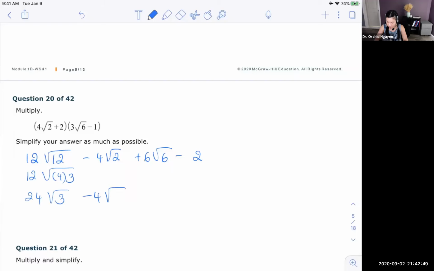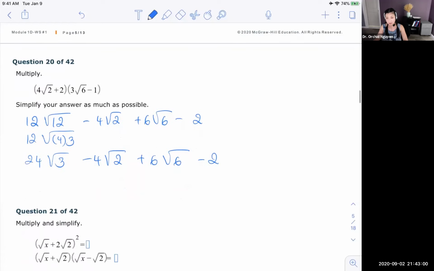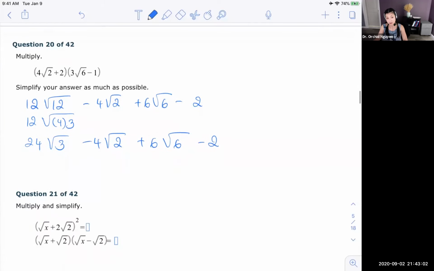I can't do anything about 4 radical 2. I can't do anything about that. So we're actually done here. We can't combine anything because we don't have like radicals.